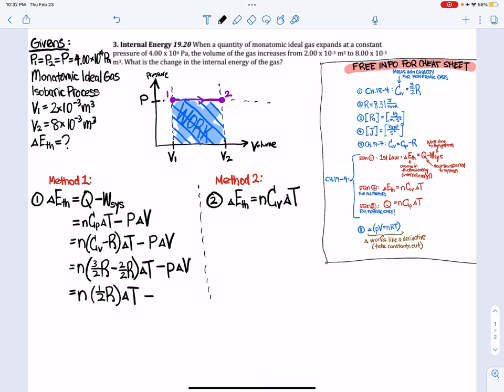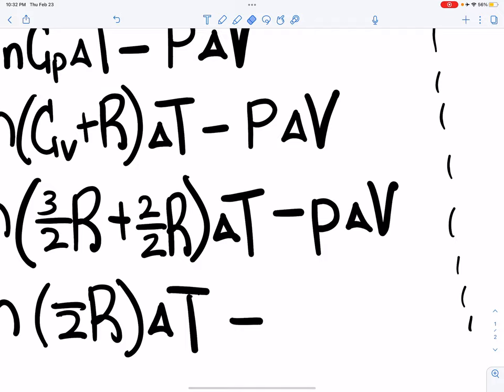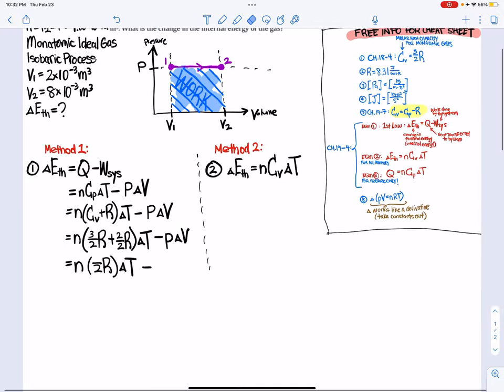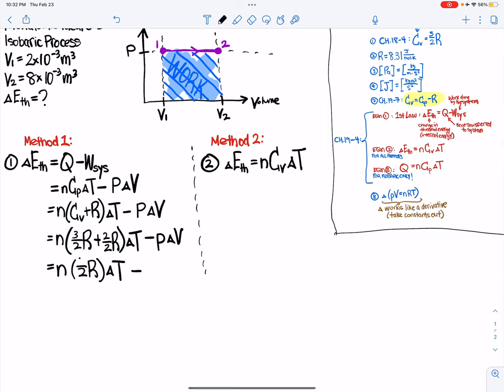I think I've made a mistake. Okay, so Cp should be Cv plus R. Okay, I'm sorry. Right here, right? For Cp, we would have to transfer negative R to the other side, so it would be Cv plus R. So, okay, Cv plus R. So I would get 3 plus 2 is 5, right? So I would get N times 5 over 2R times delta T minus pressure and change in volume. Okay?